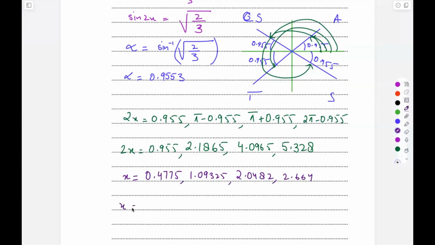And now, as we have to give our answer to three significant figures, we can give these answers as 0.478. This will become 1.09. This will become 2.05. And this will become 2.66.